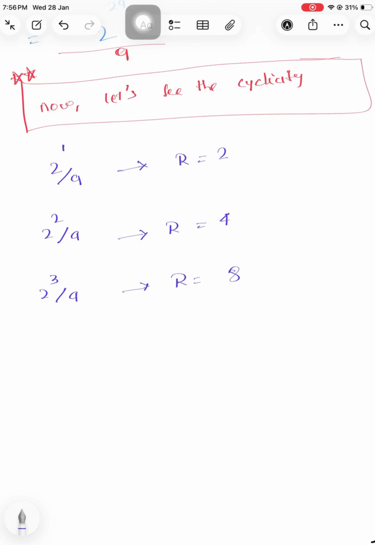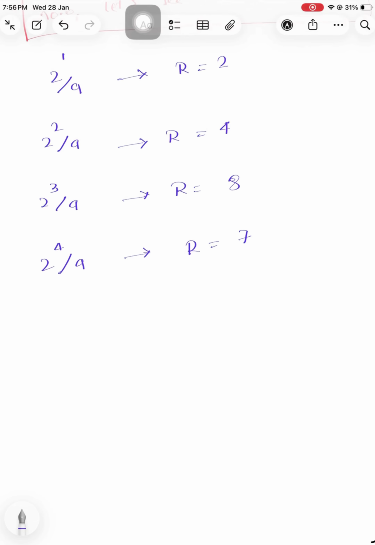No, there is no repetition as of now. Then 2 to the power of 5 upon 9, the remainder is coming as 5. So we have got 2, 4, 8, 7, 5 as remainders. Okay, now let's go further. 2 to the power of 6 divided by 9, again the remainder is coming as 1. No repetition till now. Let's go for another value.